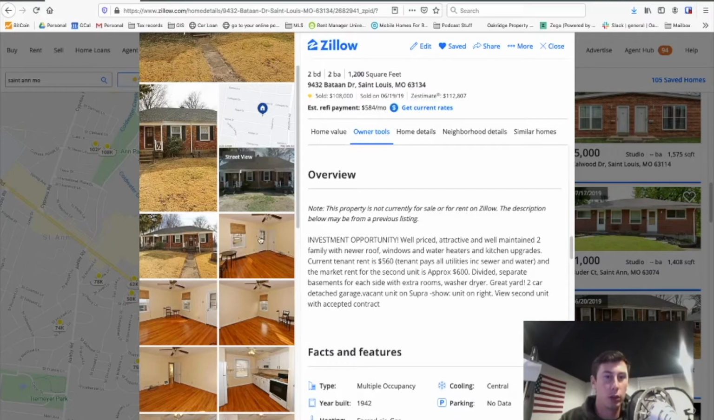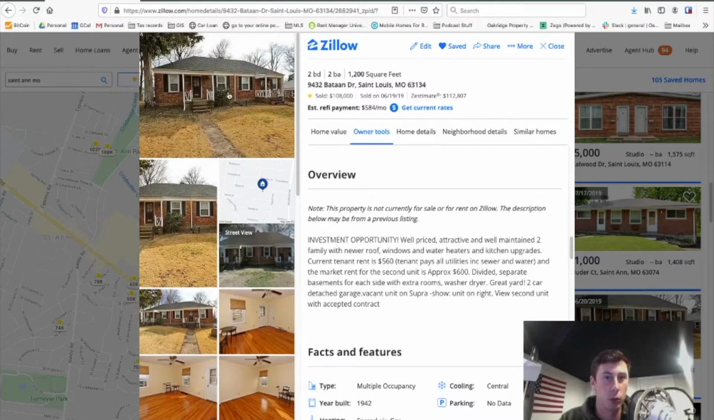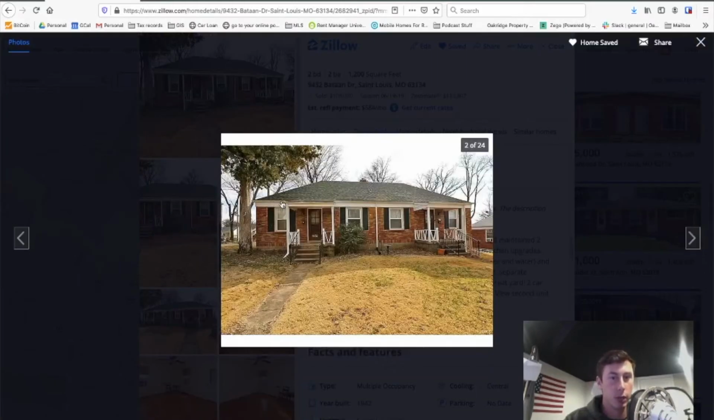I know a little insider knowledge on this property or where it's located. I actually owned a place right up the street from it. And I know that this realtor, whoever said it's approximately $600, I know that it's actually much higher than that. So we'll keep that in mind.